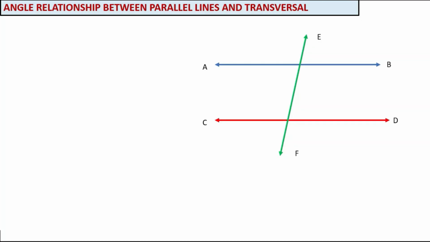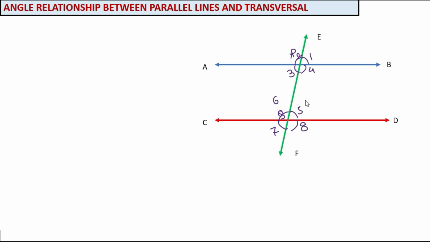AB and CD are the two parallel lines, and EF is the transversal meeting the line AB at the point P and CD at the point Q. As soon as the transversal cuts these parallel lines, 8 angles are formed. The first line forms angle 1, angle 2, angle 3 and angle 4. Similarly, the second line also forms angle 5, angle 6, angle 7 and angle 8.